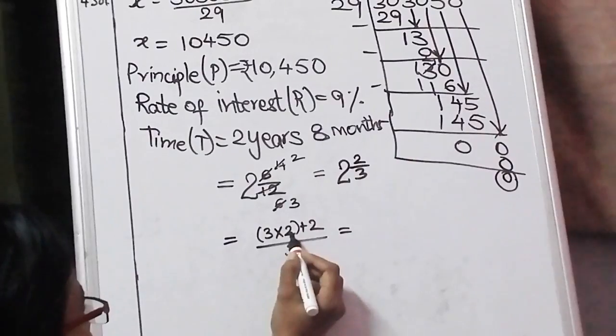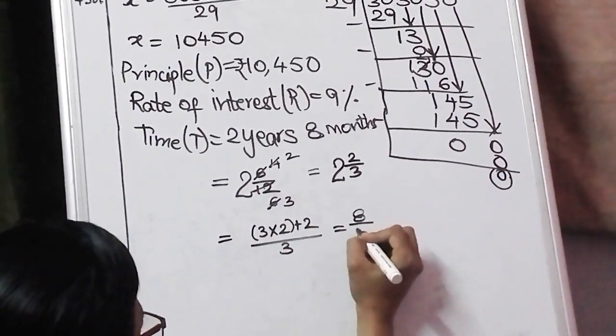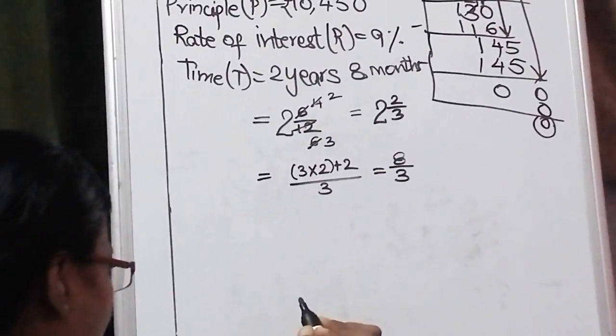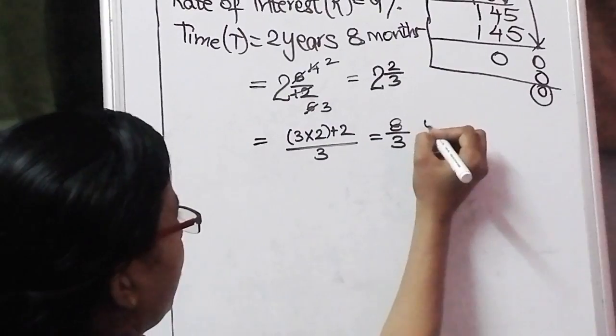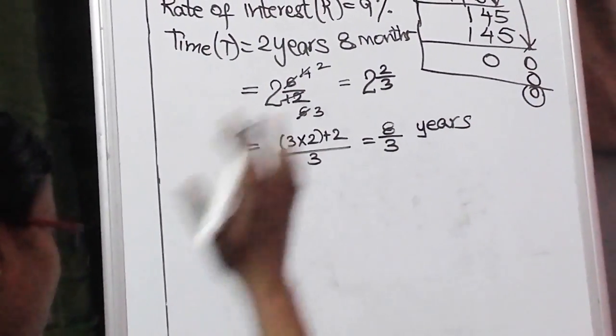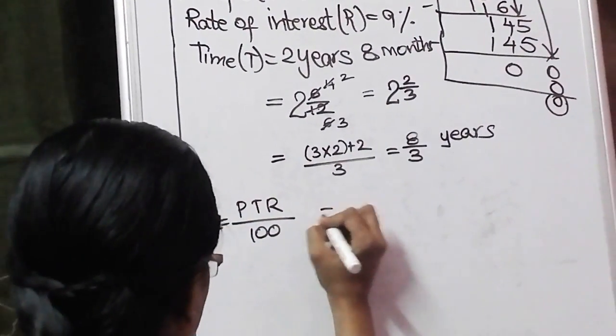So this is 3 2s are 6. 6 plus 2 is 8. 8 by 3. Okay. So the time is given as 8 by 3 years. Time, you got it as 8 by 3 years. Interest, SI is equal to PTR by 100.